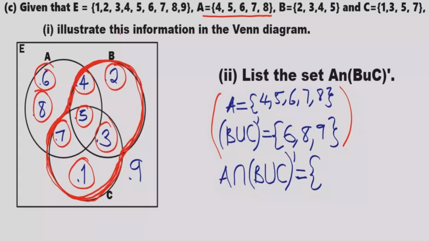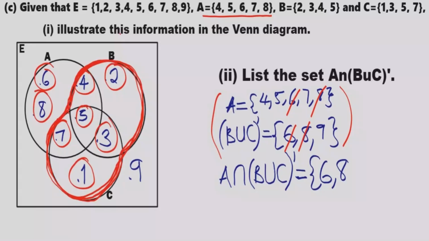So as you can see, this 6 and this 6 are found in both. So we can record 6 here. Then we go to the next step and say, is 7 found in B union C complement? No. Is 8 found in B union C complement? Yes. So we can see that this 8 and this 8 are found in both. So now we record 8 also.